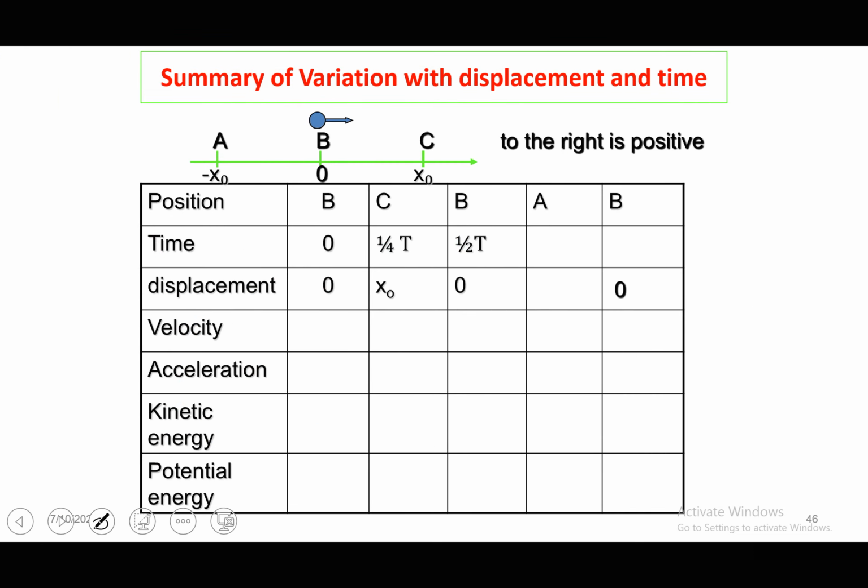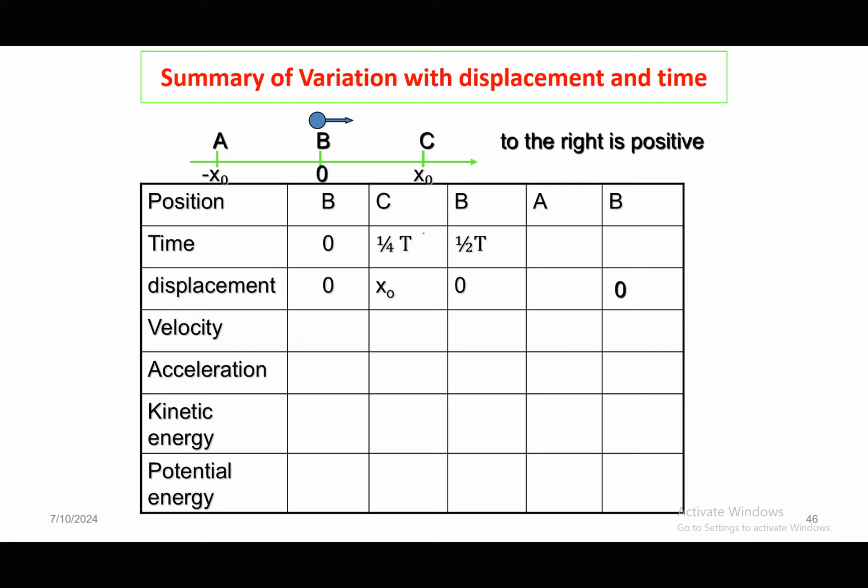Then this is a summary of the variation. So let's summarize the variation with the displacement and time, including energy. Let B be the equilibrium position, or the reference point, or the fixed point. We can say movement to the right is positive and movement to the left is negative. So at B, time is equal to 0, and the displacement is 0.